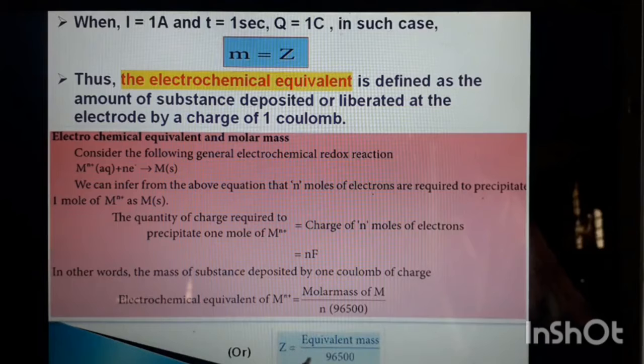Z is also this formula or this formula: equivalent mass divided by 96,500. The molar mass of the metal ion divided by n is the equivalent mass. So Z is the molar mass of the metal atom divided by n, or the equivalent mass divided by 96,500. There are two formulas: one uses molar mass and the other uses equivalent mass.